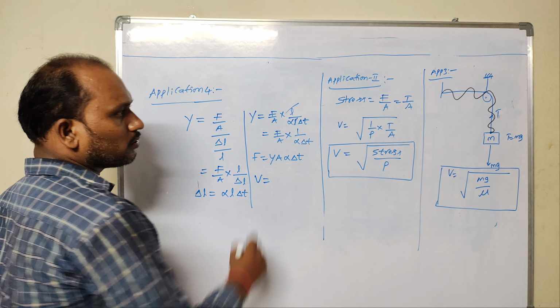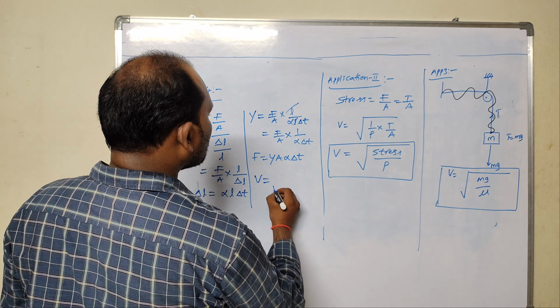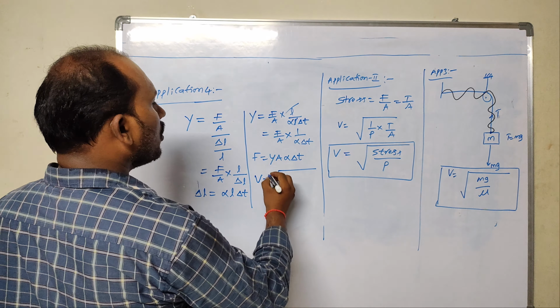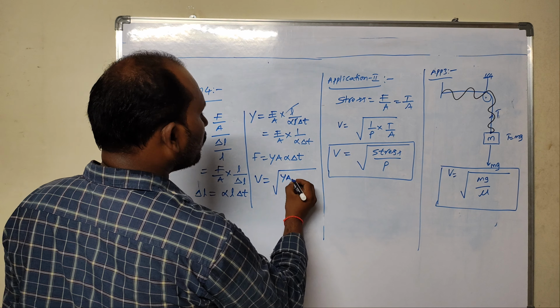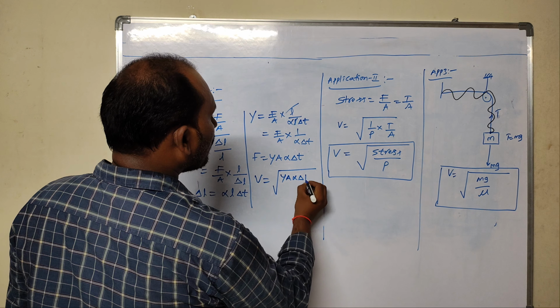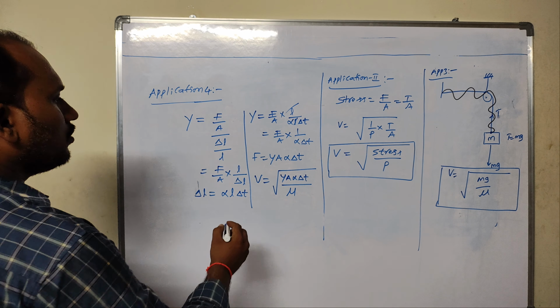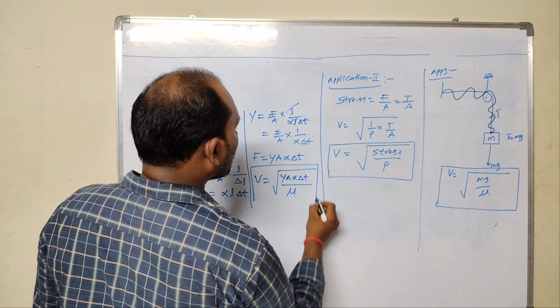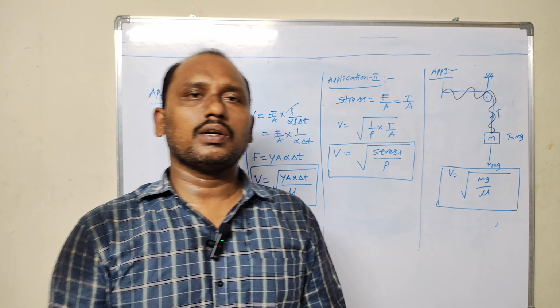Now I want to substitute in the formula V is equal to root of stress by rho. In the place of the force we put Y A alpha delta T. So V is equal to root of Y A alpha delta T by mu. So this is another very important formula. This is the application of the speed of a transverse wave.